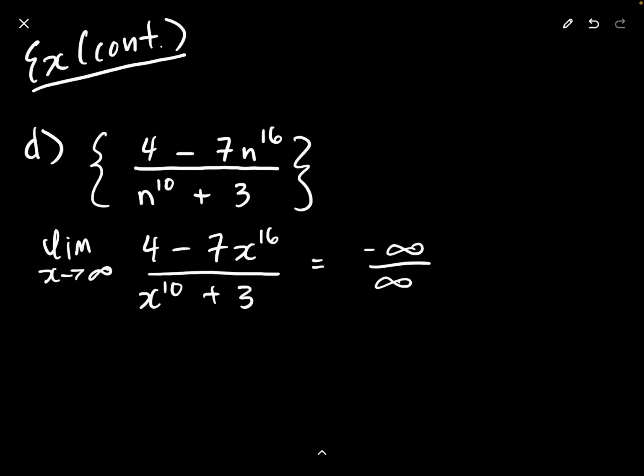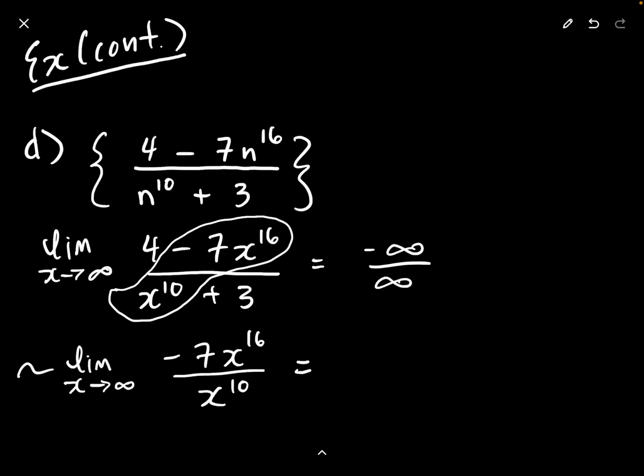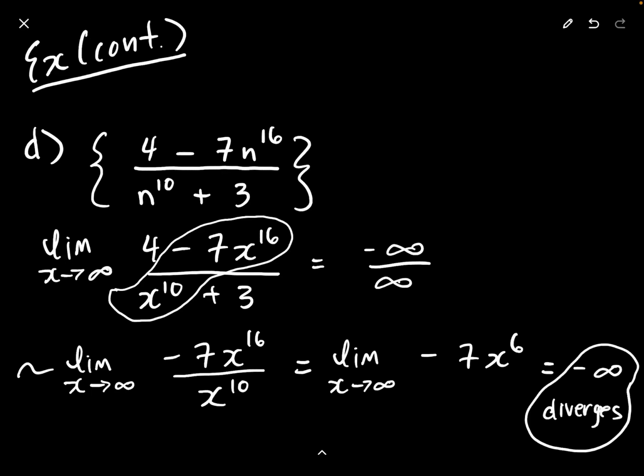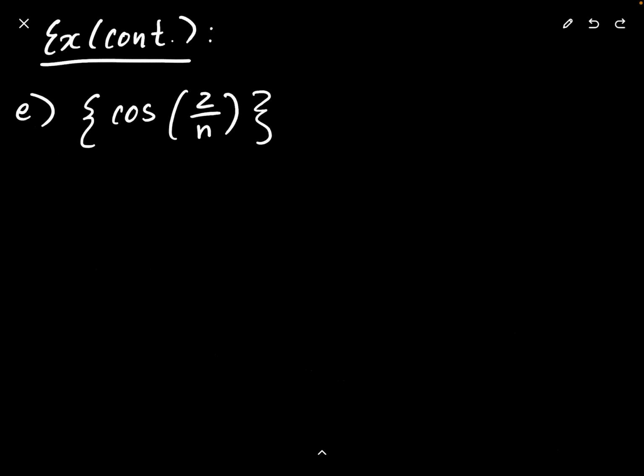So here I'm getting infinity over infinity, and we can circle out the highest x terms. We'll compare it to this limit. Here we can cancel x to the 10 in the top and bottom. So we get minus infinity, so the sequence diverges. So if you analyze the degrees, the degree of the top is larger than the degree of the bottom, so it will diverge. Next we have the sequence cosine of 2 over n.